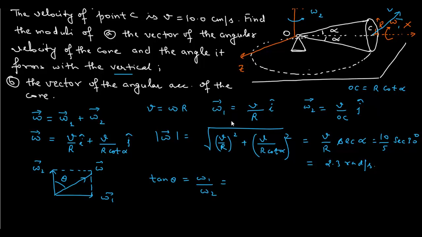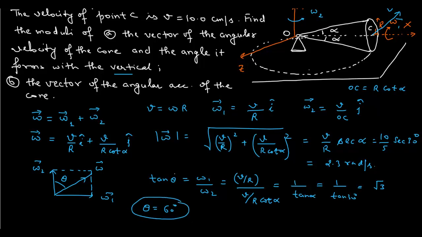Now for omega 1 we have this result, and for omega 2 we have this result. So from here we can write (V by R) divided by (V by R cot alpha), or you can write 1 by tangent alpha, and alpha is 30 degrees, so tan 30 degrees. So from here we have 1 by under root 3, so we can write theta equal to 60 degrees.